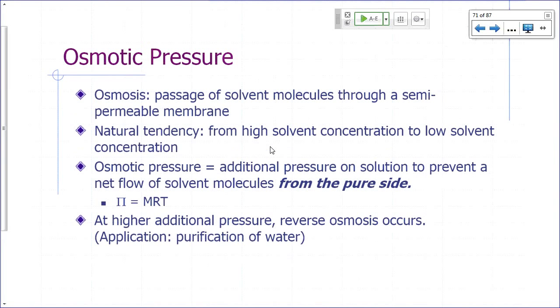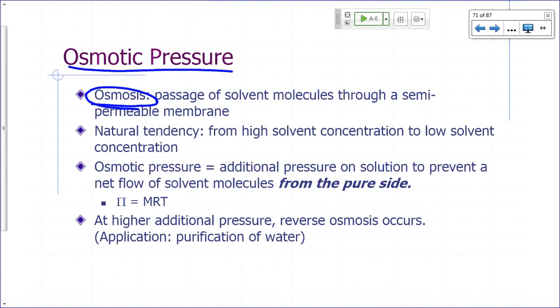So we've gone over vapor pressure lowering, boiling point elevation, freezing point depression. The last of the four colligative properties is osmotic pressure. What's osmotic pressure? First of all, let's define what osmosis is. Osmosis refers to the passage of solvent molecules through a semi-permeable membrane.